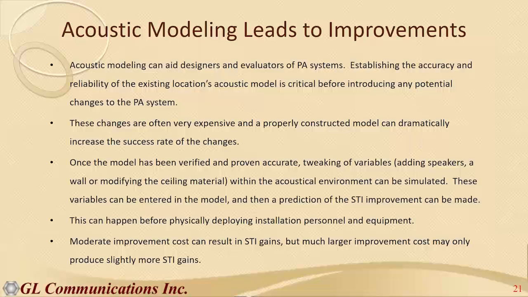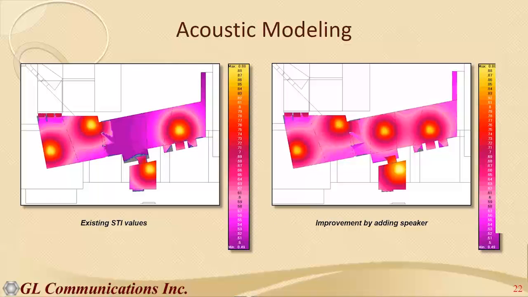Last thing I'll mention there is, from experience, we've noticed that moderate improvement costs can result in STI gain. So simple little changes can result in fairly significant gains in STI value. But if you go to the extreme, making very large, expensive improvements, the reward for that is not a linear reward on STI gain. So some simple improvements, adding a speaker here and there, lowering the heights of speakers, changing the ceiling material, adding a couple panels to block out environmental noise. These types of things can cause a tremendous improvement in your STI values.